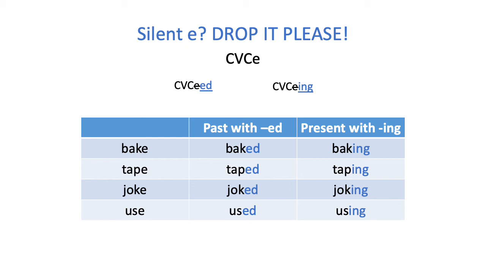We'll drop the E at the end of joke and add ed to create joked in the past tense. Drop my final E from the end of joke and add ing to make the word joking. And our last one is the word use. I'll drop the E at the end, add ed to make the past tense used. Then I'll do the same thing for the present tense with ing. I'll take off that final E, put in ing, and I have present tense using.